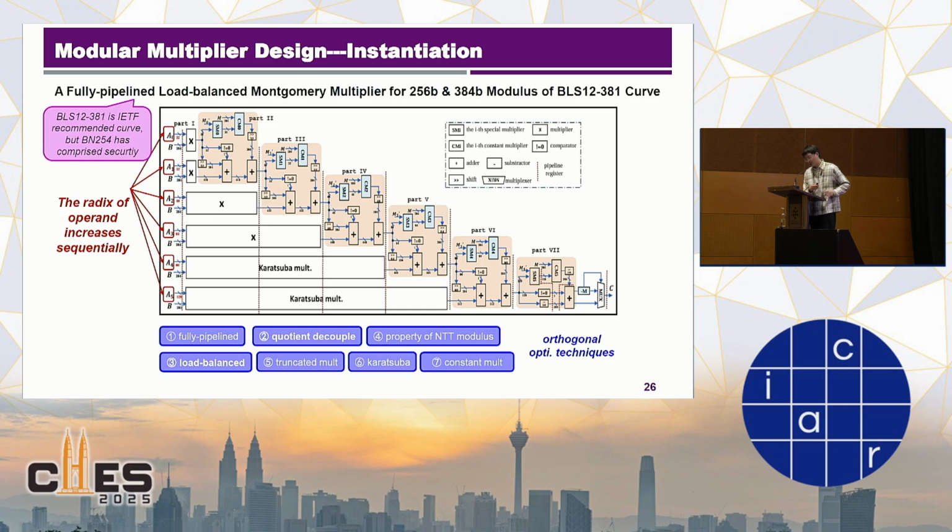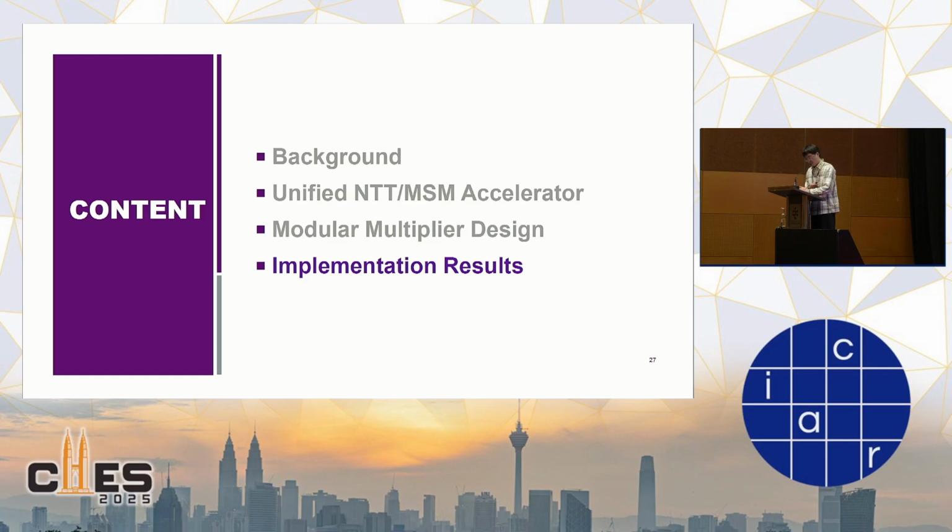This figure shows the instantiation of the fully pipelined load-balanced Montgomery multiplier for BLS curve with 2 bit widths. In addition to the previously mentioned quotient decoupling and multi-radix representation, several other optimization techniques are also employed. By integrating all these techniques, we can improve the area efficiency of the modular multiplier. Now, I will go to the final section.